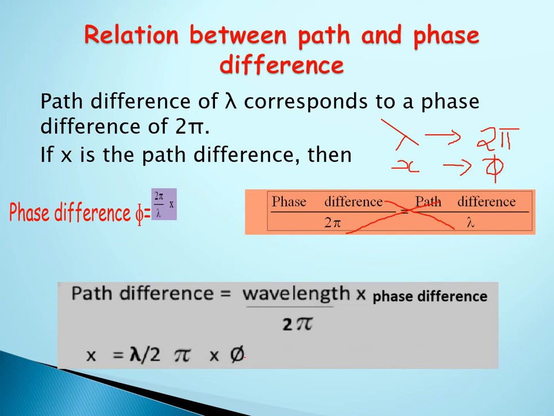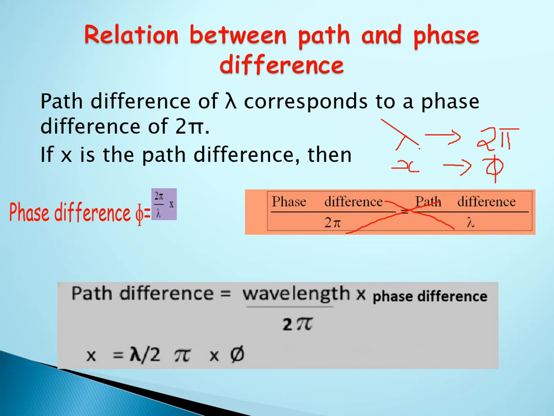Children, once again, we have studied the conditions for constructive and destructive interference in terms of phase difference. Now what we have to do is study the conditions for constructive and destructive interference in terms of path difference. For that, first we have to find out what is the relation between path difference and phase difference. Okay, from the previous slide we found out that a path difference of lambda corresponds to 2 pi. This we have to remember. Okay, then what do we want? We know our path difference is x and our phase difference is phi. How do we connect x and phi?